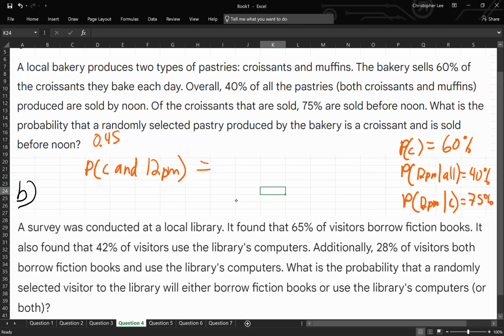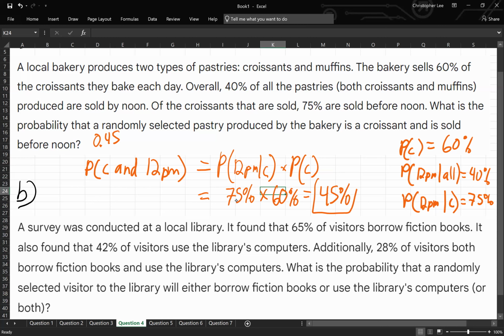All right. So for our question, we want the probability of the 12 p.m. given the croissant times the probability of the croissant, which becomes what? That's going to be the 75% times the 60%, which becomes what? 45%. I will take 45% or I will take 0.45. Doesn't matter.